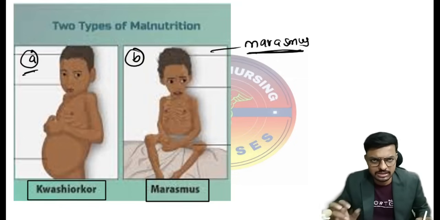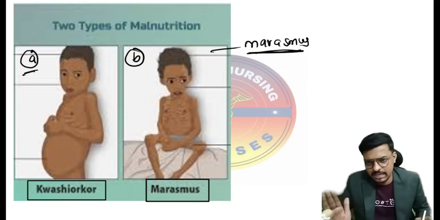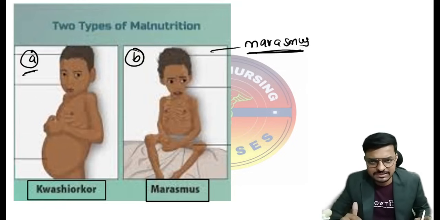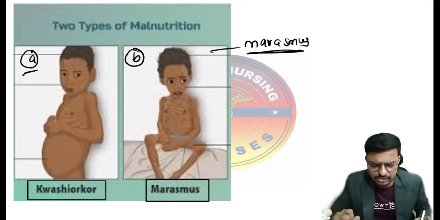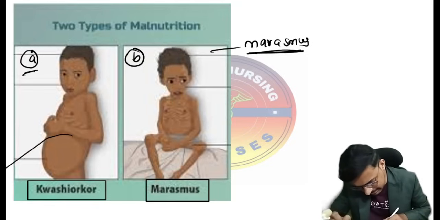In kwashiorkor there is deficiency of protein. Protein deficiency means albumin deficiency, which means plasma oncotic pressure is also reduced. Reduced oncotic pressure means fluid will leak into the body, so there will be a chance of ascites. A big abdomen will be there.